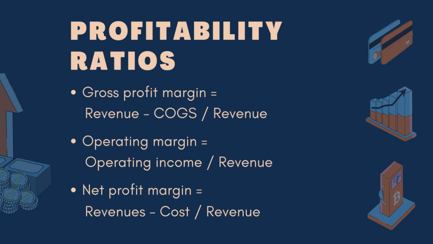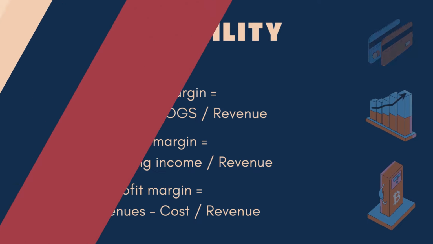Meanwhile, profitability ratios such as gross profit margin, operating margin, and net profit margin offer insights into a company's profitability. These ratios help assess the effectiveness of management in generating profits and provide benchmarks for comparison.